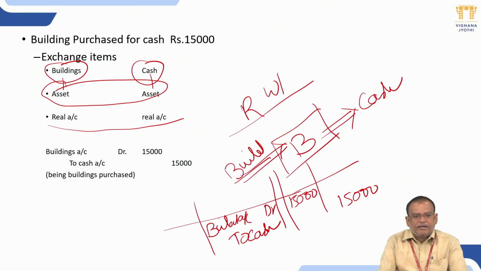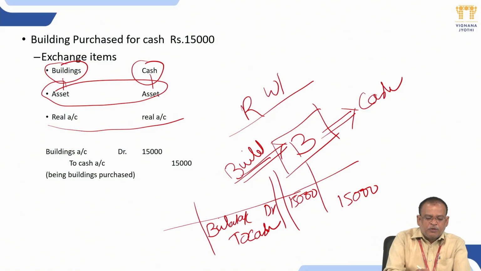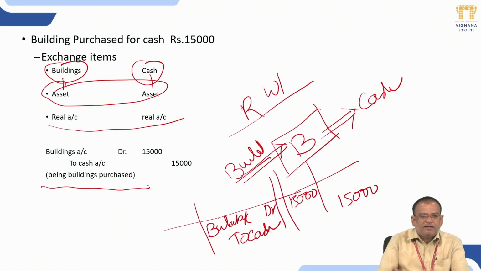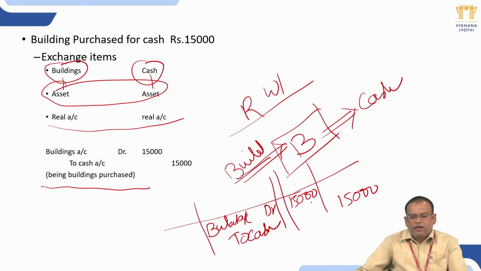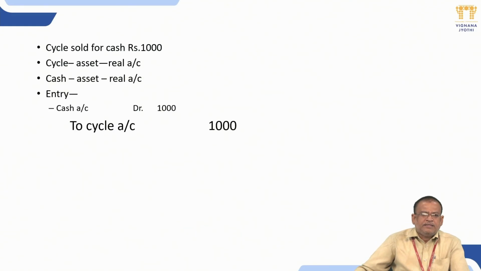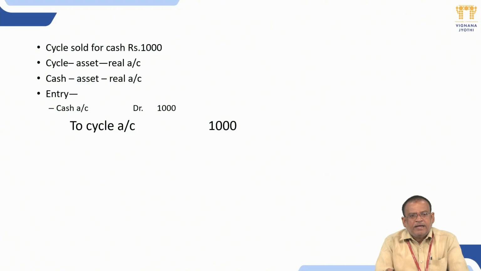Like this, we write all transactions. After completing the journal entry, you need to narrate the transaction, the purpose for which that transaction was drawn. So: being buildings purchased for cash. In the debit column, write 15,000. In the credit column, write 15,000. The same way, third example: cycle sold for cash 10,000.